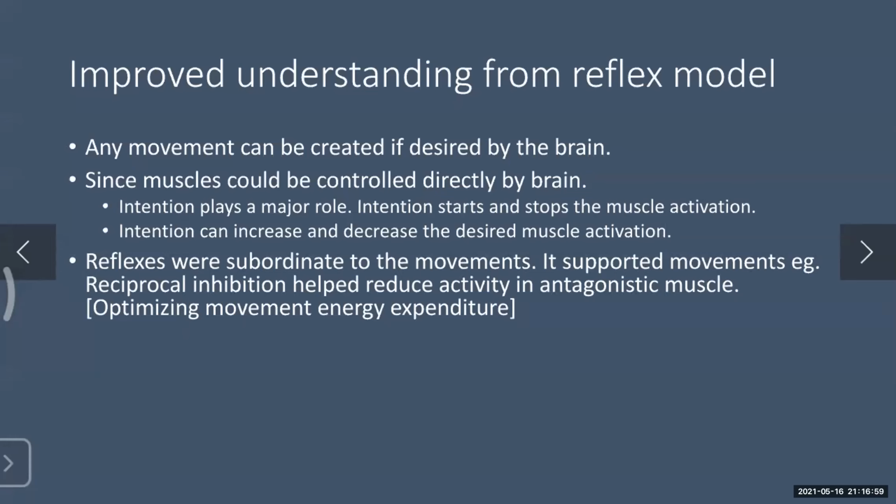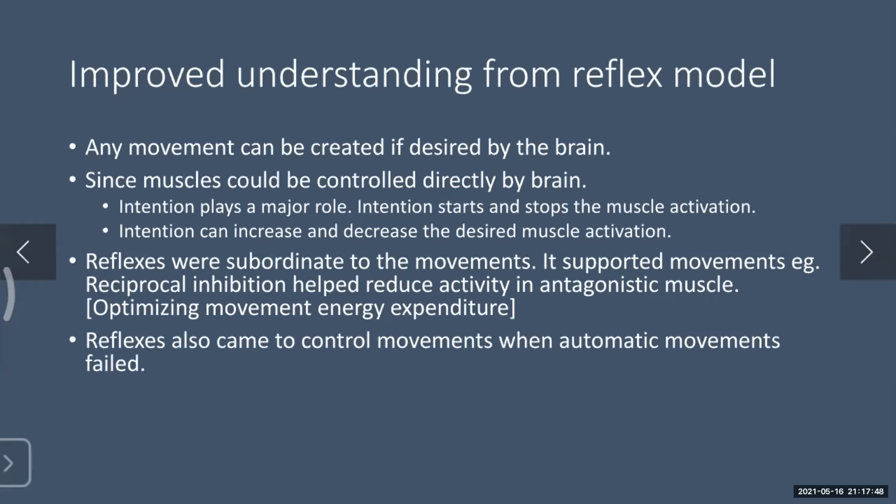So what happened to the position of reflex? Reflexes were subordinate to the movements. They were not the primary feature of movement, but they supported movements. For example, reciprocal inhibition helped reduce the activity in the antagonistic muscle whenever a movement had to be performed. If the agonist muscle is pulling and at the same time the antagonist muscle is also pulling, you get an extra expenditure of energy from the antagonistic muscles. So whenever the agonist has to contract, the antagonist has to relax. In that way, along with the generalized motor program, the reflexes played a secondary role. They supported the movement.